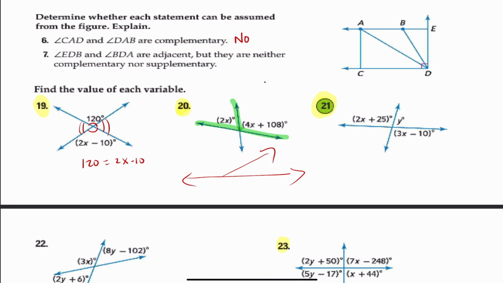And supplementary means 180 degrees. So do 2x plus 4x plus 108 equals 180, solve for x, okay?